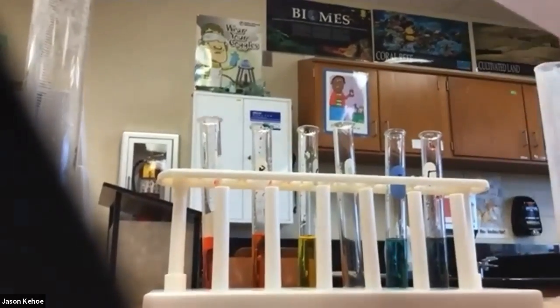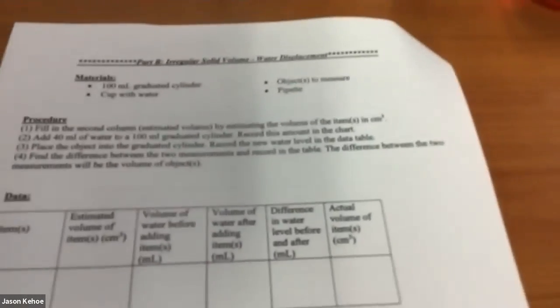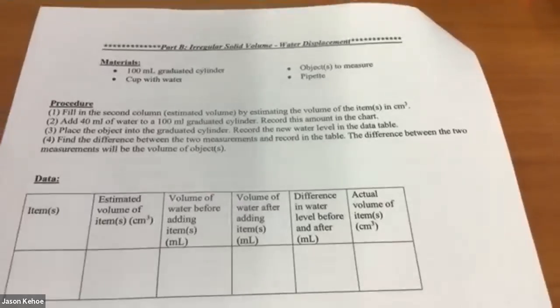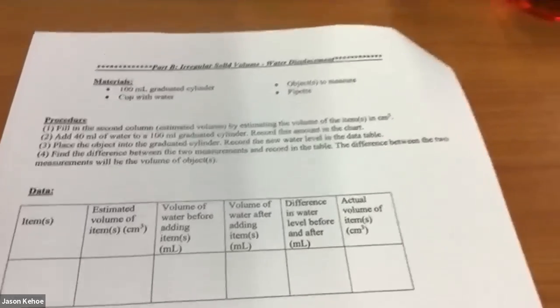Moving on to part B. These don't take quite as long. So this is finding the volume of an irregularly shaped solid, using that water displacement method from our notes on Wednesday.